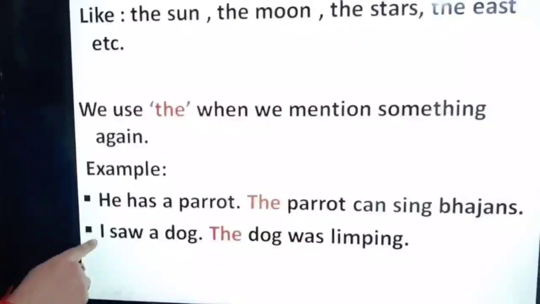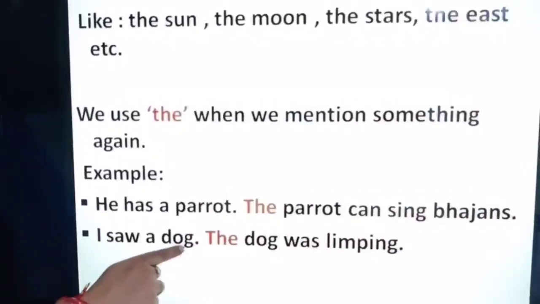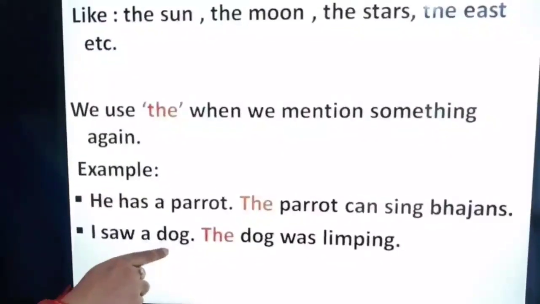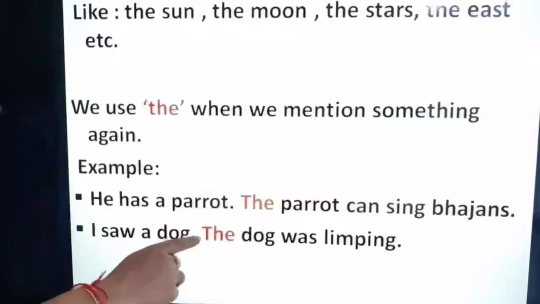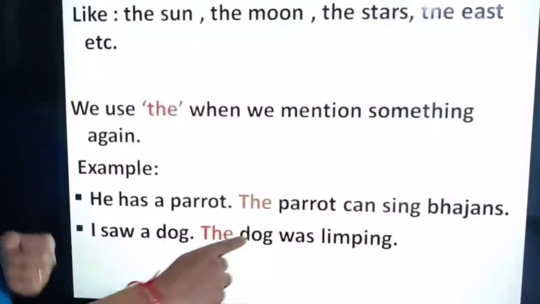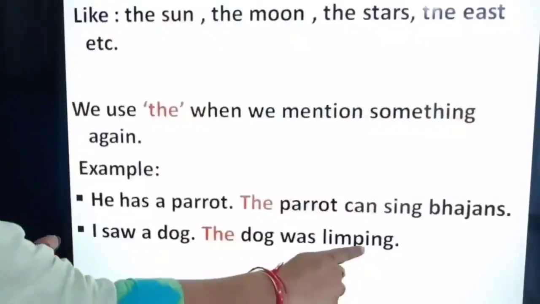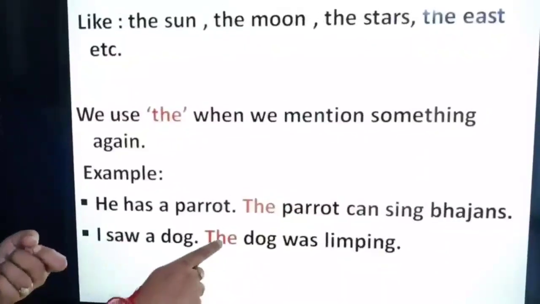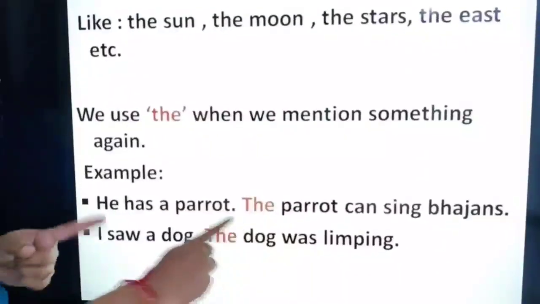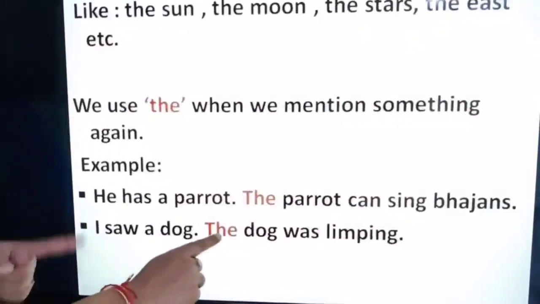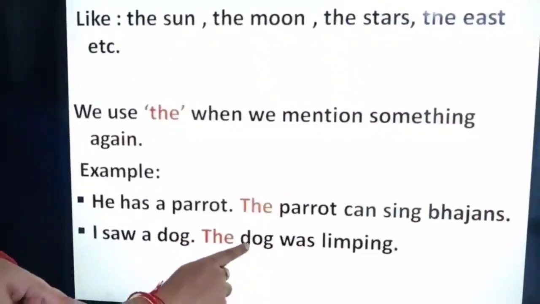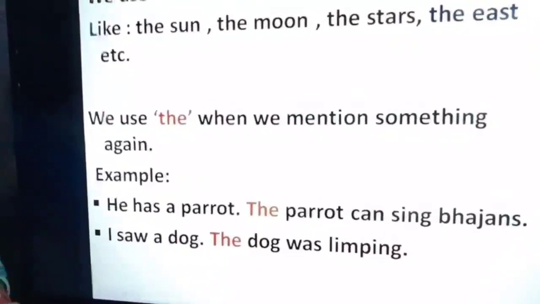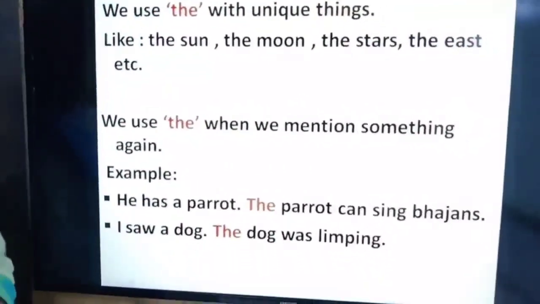Let's take one more example. I saw a dog. Firstly I put a dog. Then I mention the same dog again in the same sentence: the dog was limping, right? It means I'm talking about the same dog which I have already said, so I have to put the dog in the second part of the sentence. In that way also we use the article the.